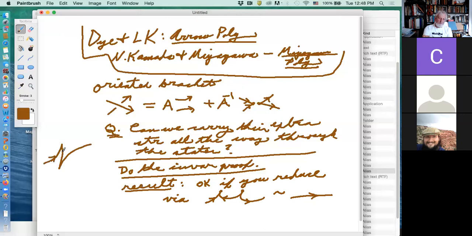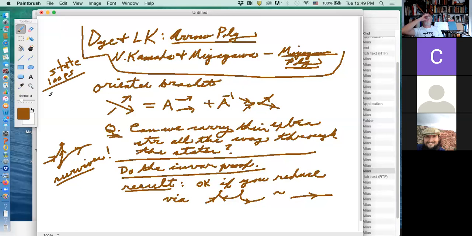This is a zigzag in my terminology. And this survives. So that's where this exercise of doing the invariance proof is quite interesting, because you go through it and you find out, oh, the zigzags survive. You don't have to throw them away. They don't disturb the invariance under the Reidemeister moves. And so that means that you can have states, you can have state loops that are standard type state loops like this, but you can also have state loops that look like this.